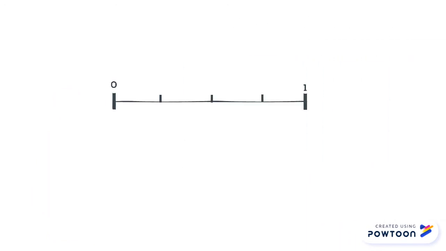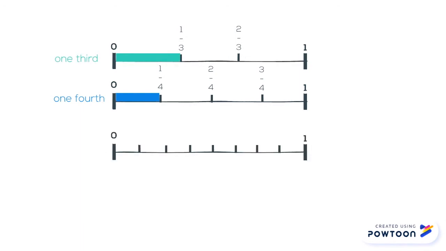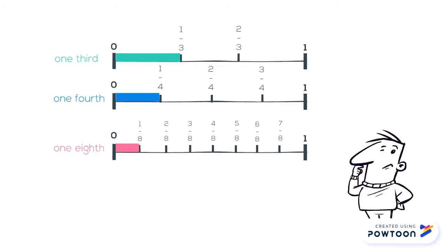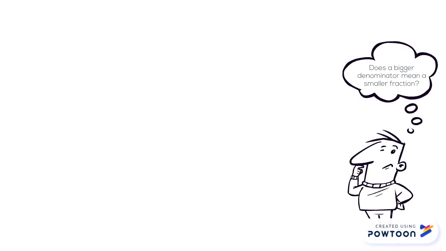Let's look at some different fractions on a number line. If there are 4 equal parts from 0 to 1, each part must be called fourths. If there are 3 equal parts from 0 to 1, each part must be called thirds. If there are 8 equal parts from 0 to 1, each part must be called eighths. Does this mean the larger the denominator, the smaller the fraction? It does appear that way at the moment.